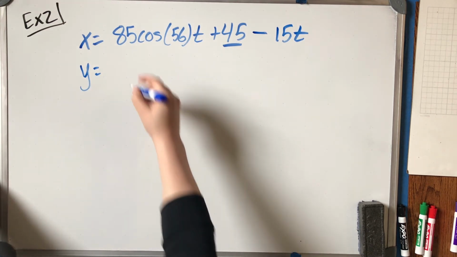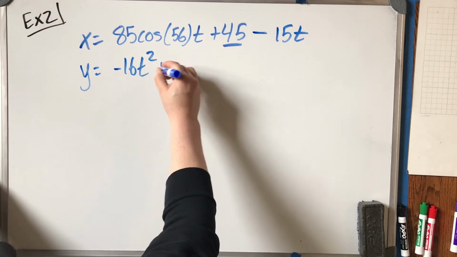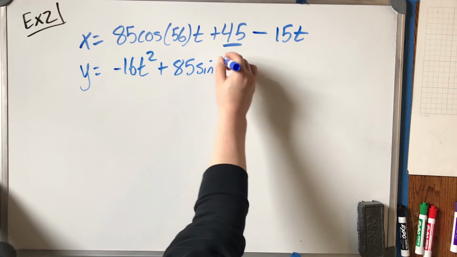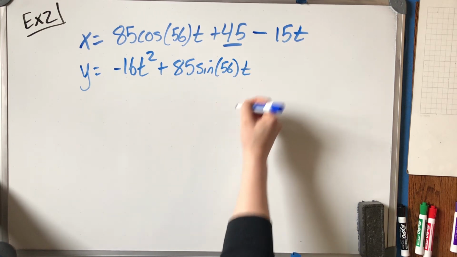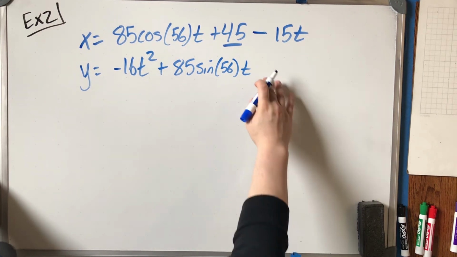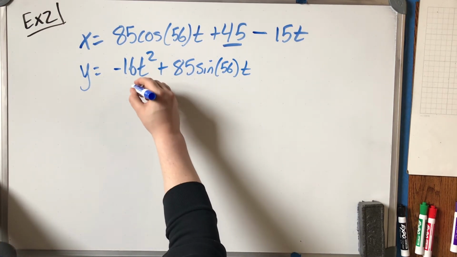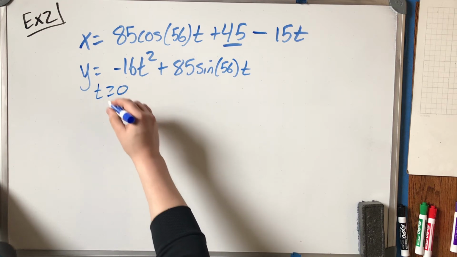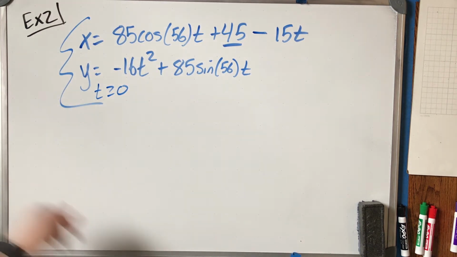And for the y equation, we have negative 16 t squared plus 85 sine 56, close parentheses, t. And they didn't tell us if it's above the ground at all, so we're just assuming that it's plus 0 over here. And then I have that t has to be greater than or equal to 0. So this is my set of parametric equations for this situation.